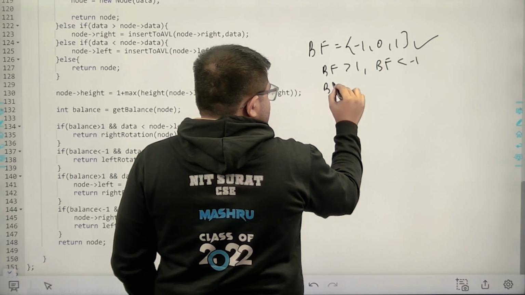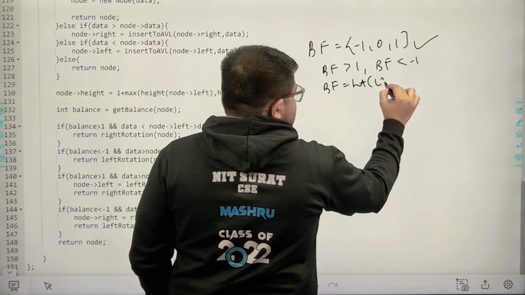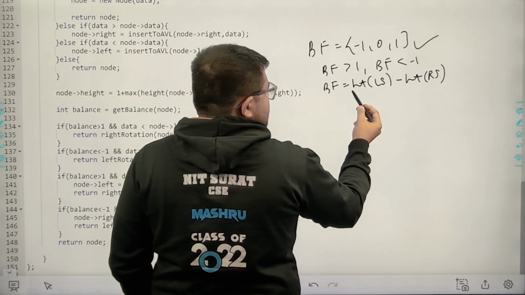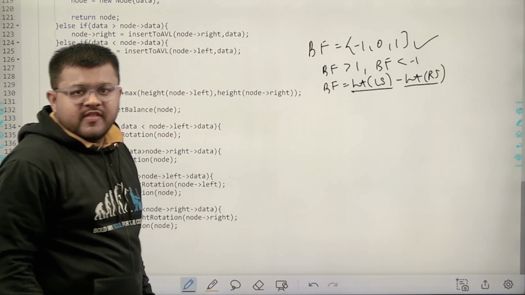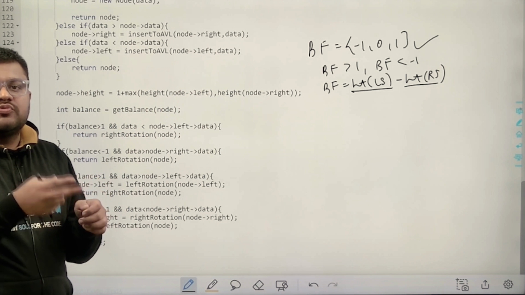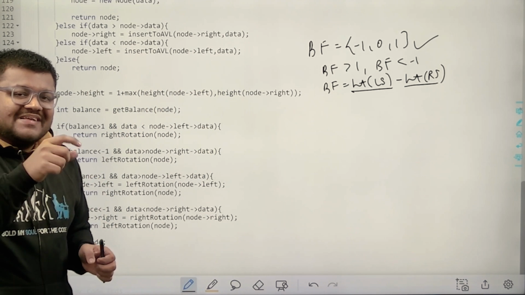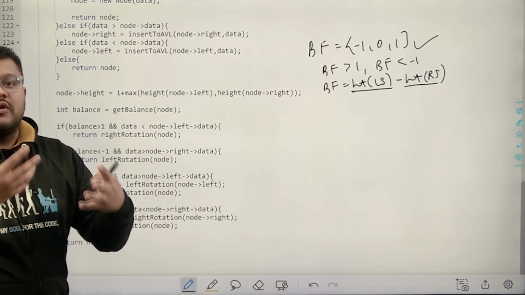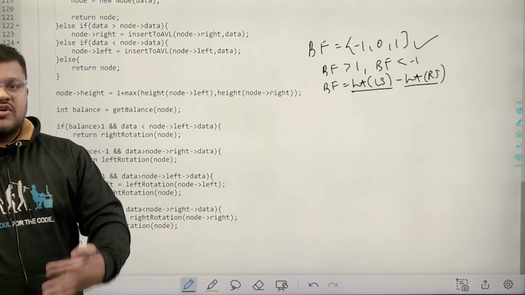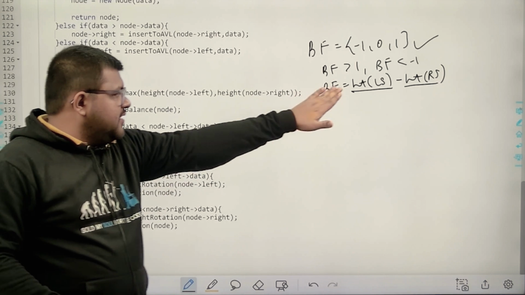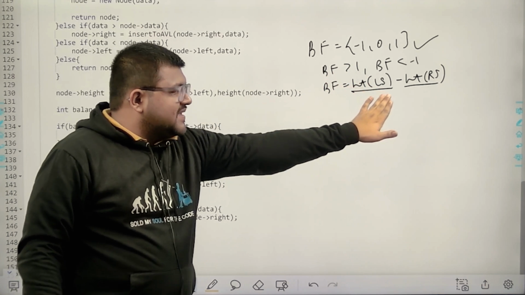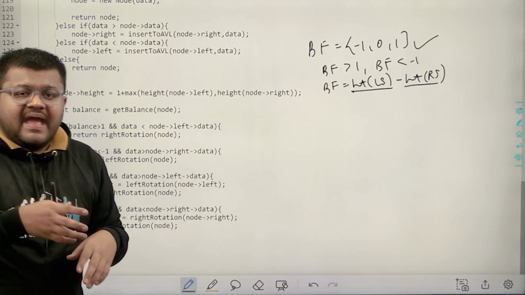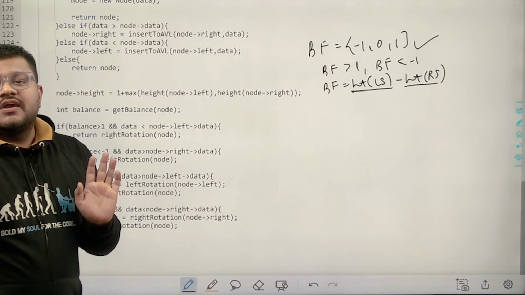Now what is balance factor? Balance factor is height of the left subtree minus height of the right subtree. So if it is greater than 1, it means height of the left subtree is greater than height of the right subtree. It means the new node which was inserted is inserted in the left subtree only, because before inserting that node my tree was balanced, because after every insertion I am balancing my tree. So if the balance factor of a particular node is greater than 1, the new node is inserted in the left subtree.